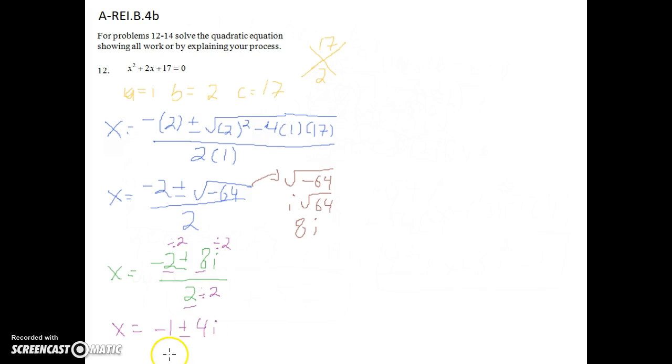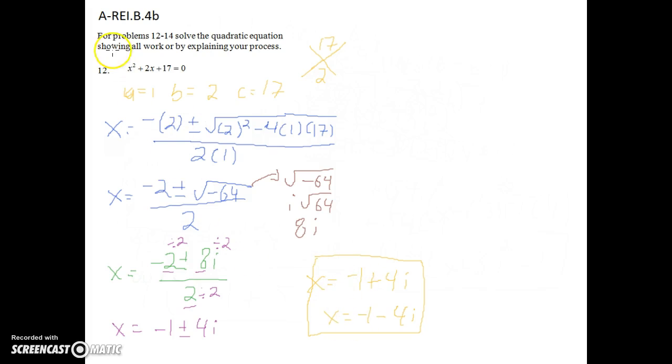2 divided by 2 is 1. If you want to write divide by 1, you can. But dividing by 1 doesn't change it, so we don't have to write it. But if you do, it's fine, it's not wrong. So what we want to do now is just separate this into 1 with a plus. So x equals negative 1 plus 4i, and x equals negative 1 minus 4i. These are not like terms, so we cannot combine them. So we are done with number 12.